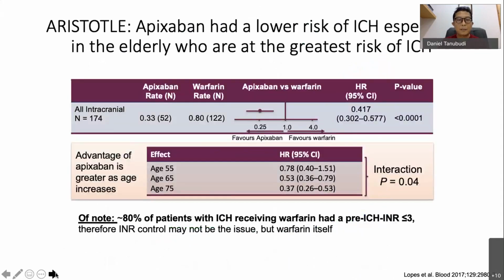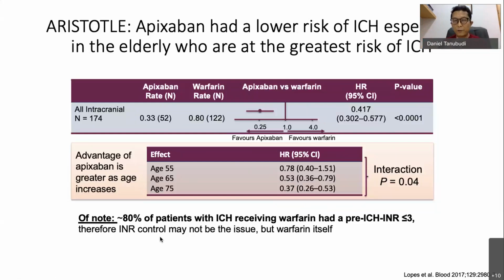And this also shows us that with increasing age, apixaban will give a safety result with a better outcome. And of interest to note is that 80% of intracranial hemorrhage patients on warfarin had a pre-INR of less than 3 before they came with the intracranial hemorrhage.